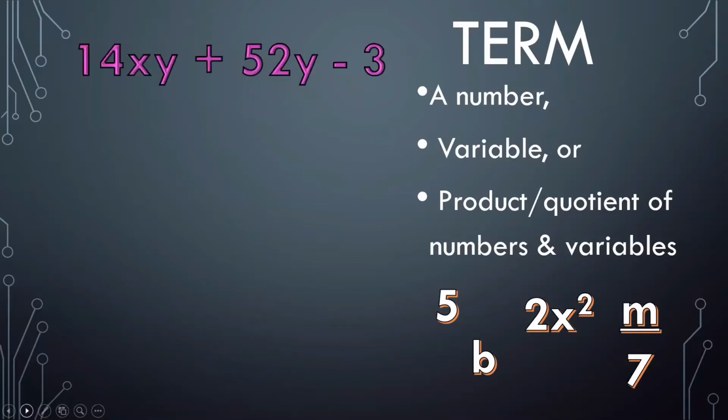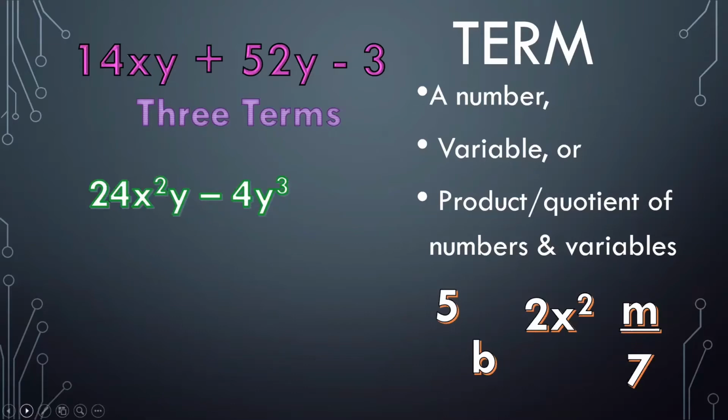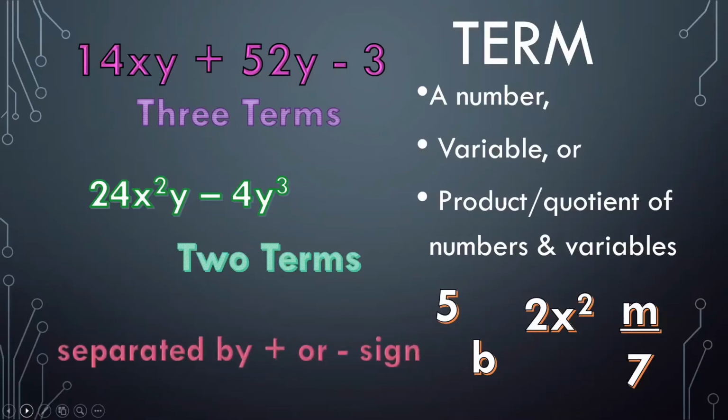So if you look, this one happens to have 3 terms. How do I know there's 3? Well, this plus sign separates the first 2 terms, and this minus sign separates the last 2, creating 3 terms. Looking at this one, there are 2 terms because we have a minus sign in between. So what you need to write down and realize is terms are separated by a plus or a minus sign. That's how we're going to pick out what our terms are.